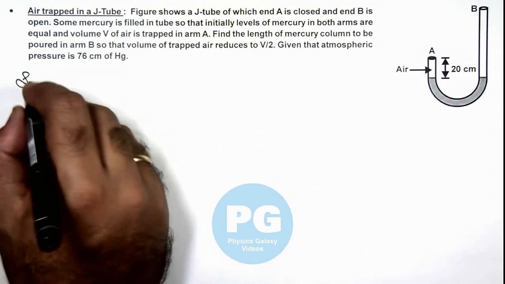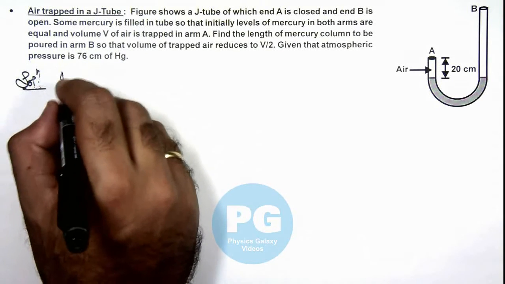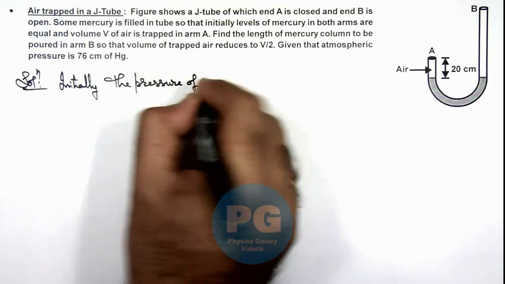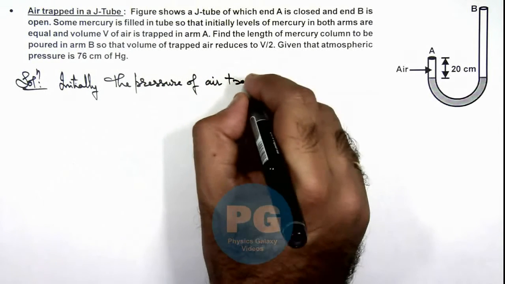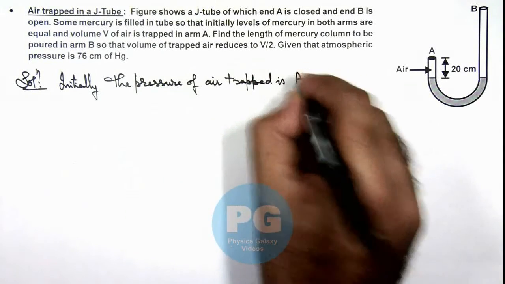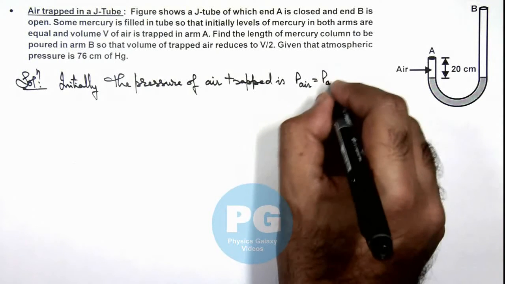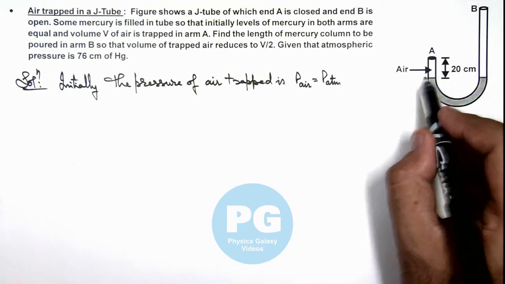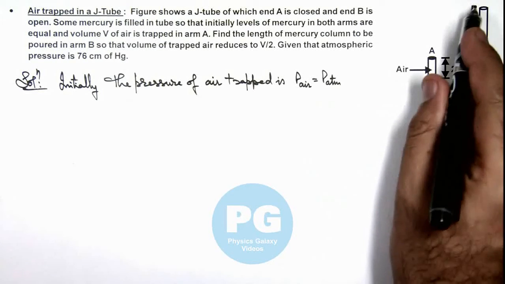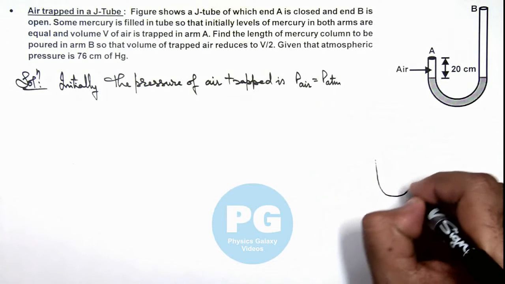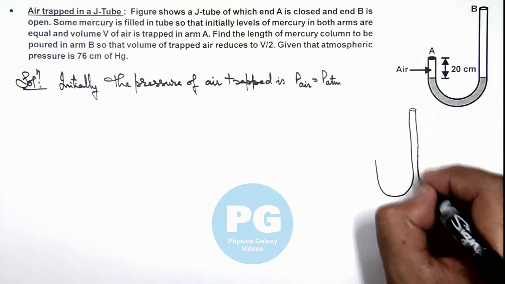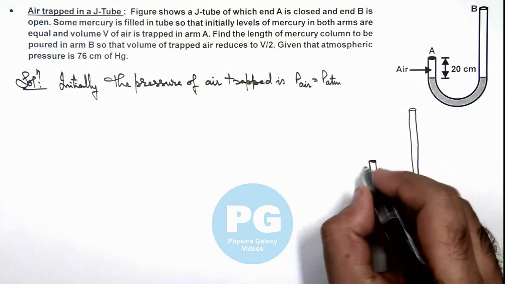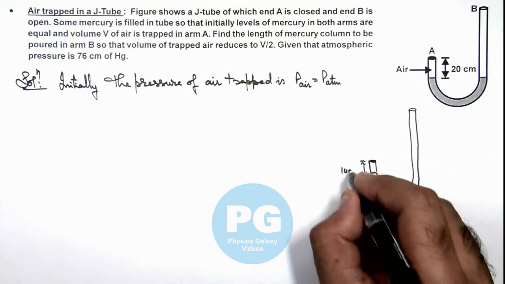So here in solution first we can start that initially the pressure of air trapped, this pressure of air initially we can write as equals to P atmospheric, because whichever pressure is here, the same pressure will be there on the other side. So air pressure will be equal to atmospheric pressure. And when we put some volume into it, I'll redraw the figure as this, such that on the left hand side, this length of air column reduces to 10 cm.